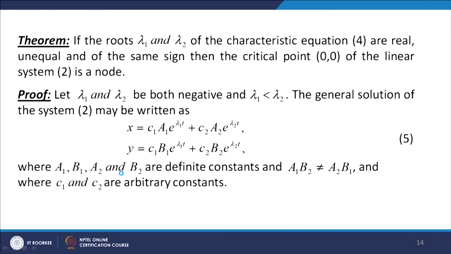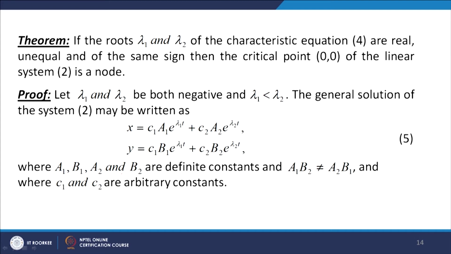Okay. So, let us see now, first we discuss the case when the characteristic equation has 2 roots λ1 and λ2, they are real, unequal and are of the same sign. Then the critical point (0, 0) of the linear system 2 is a node. So, let us say λ1 and λ2 are the 2 roots of the characteristic equation, and they may both be negative, so they are of the same sign.